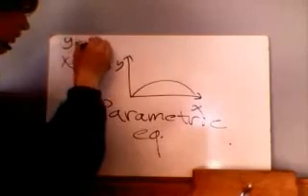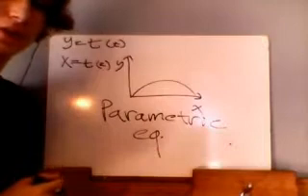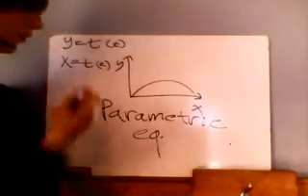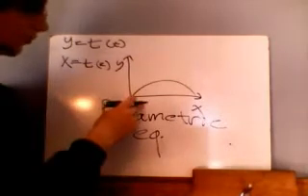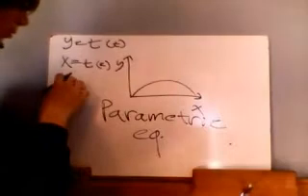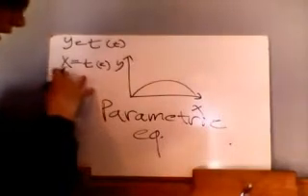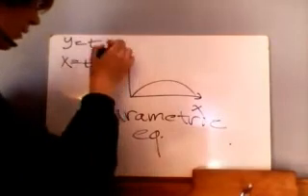And y is equal to some value of t. So x and y are independent of each other, but they're both dependent on the same variable, which in this case would be t. Neither of these are the independent variable. We're not graphing like usual. We're graphing a path.